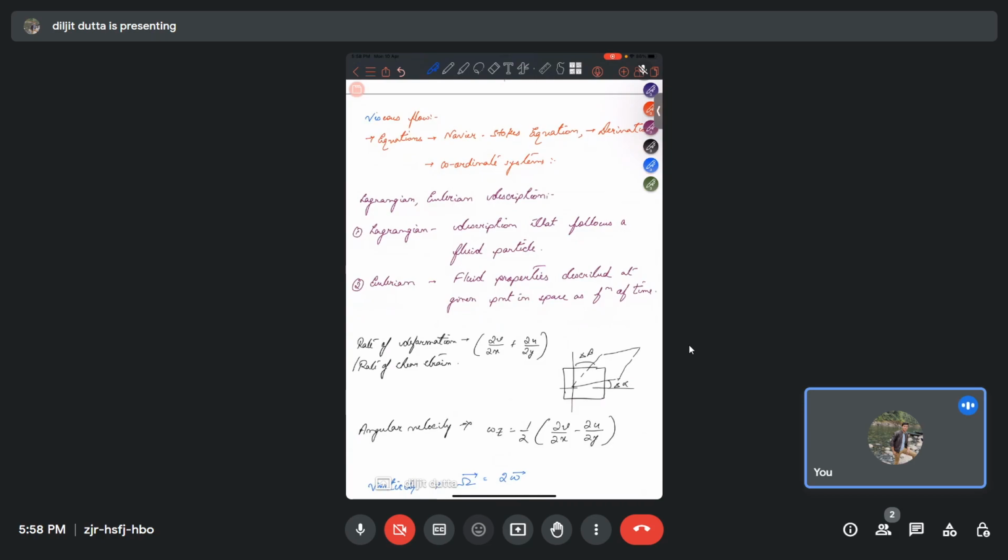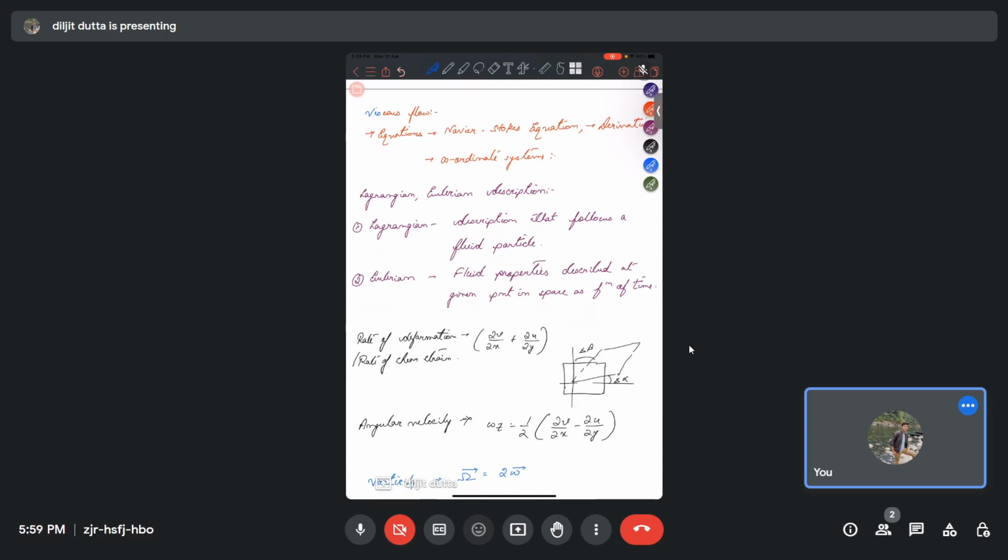So in this session we will be looking through the viscous flow and governing equations of viscous flow, that is the Navier-Stokes equation and its derivation, and we will also see some examples related to Navier-Stokes equations with analytical solution.